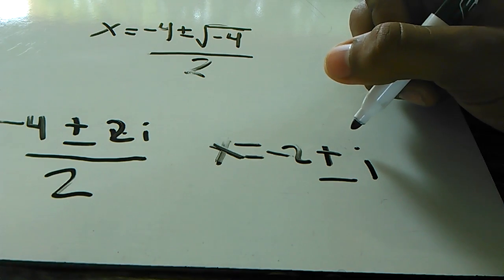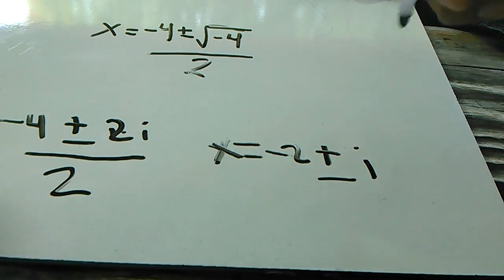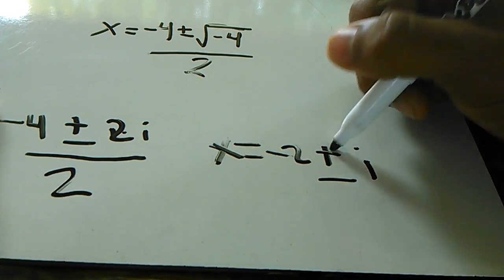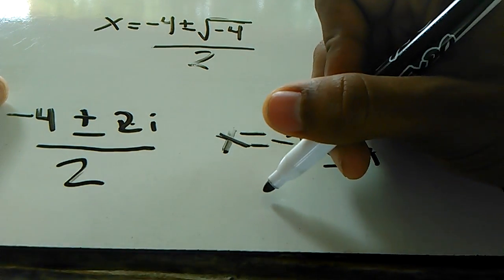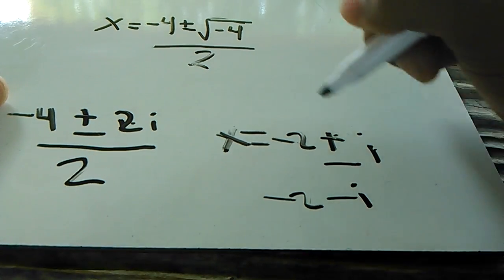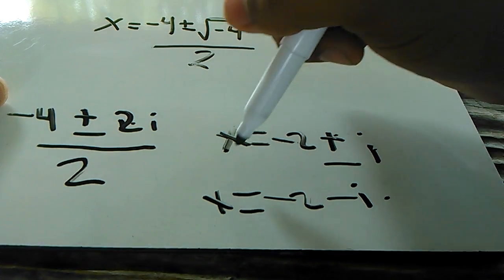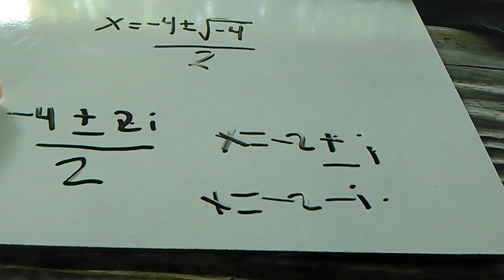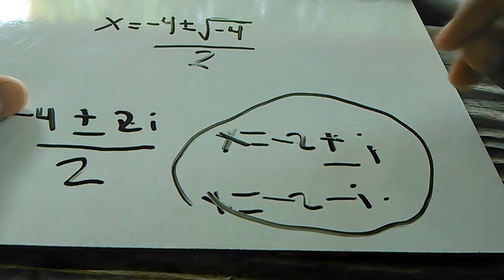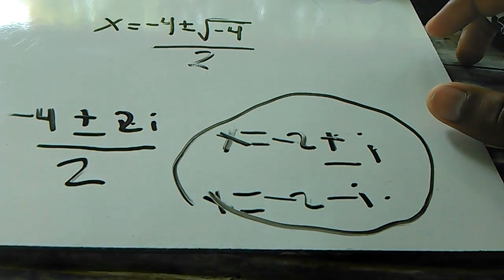And then what we're going to do now is simplify this by first adding the negative 2 plus i, so x equals negative 2 plus i. Right here, this would be your final answers, which is x equals negative 2 plus i, and x equals negative 2 minus i. And that's how you work out the quadratic formula.